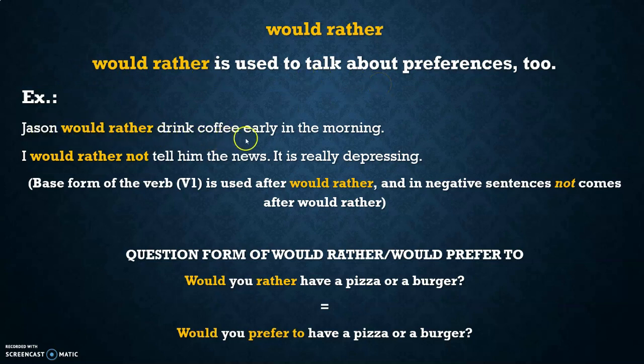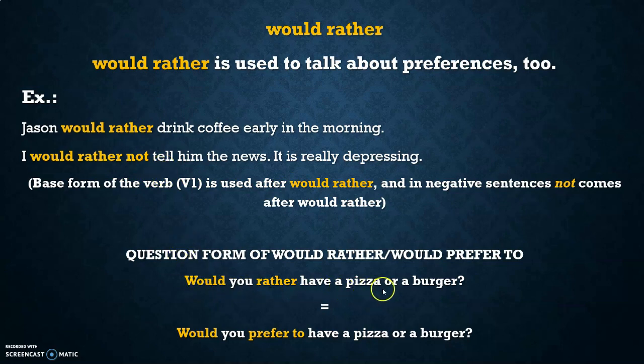Jason would rather drink coffee early in the morning. I would rather not tell him the news. It is really depressing. We use the base form of the verb after would rather. And in negative sentences, not goes between would rather and the verb.